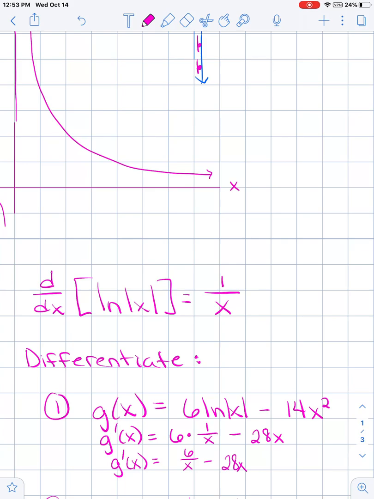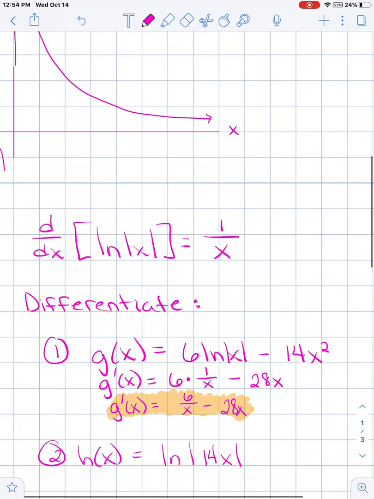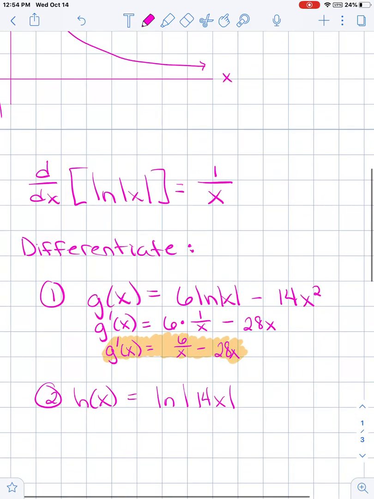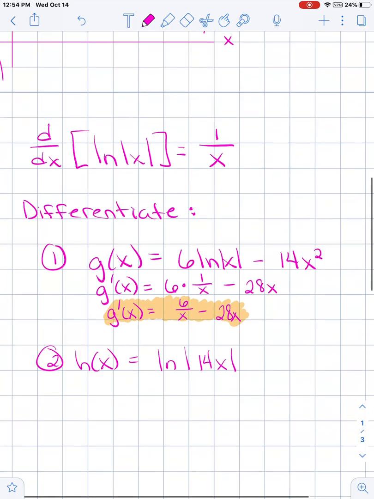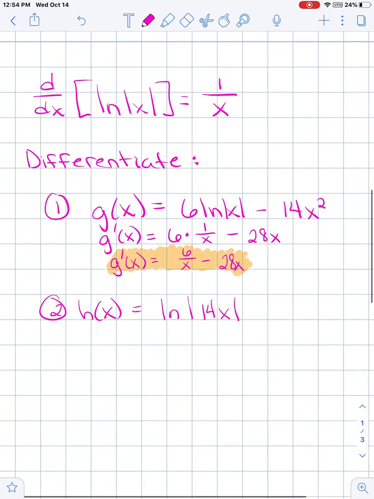You could go so far as finding the common denominator. The book would have done that. And if you were trying to find critical numbers or what have you, that could come in handy. But this is good enough. You found the derivative. You did what I asked. Okay, what if we have a different function? So for the second one, what if it's the natural log of 14x? How is that going to change things?